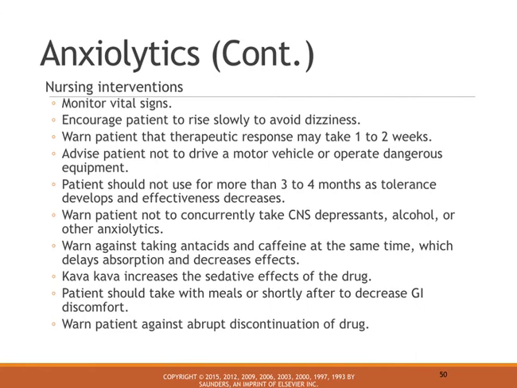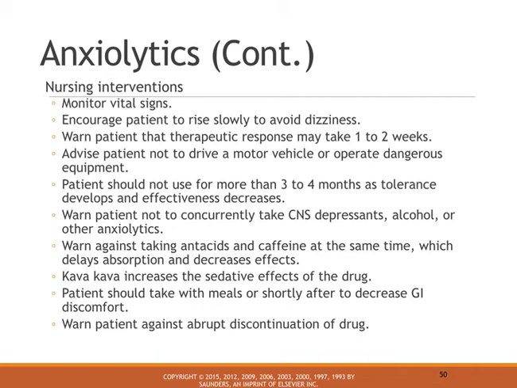What are the key nursing interventions for anybody who's on an anti-anxiety agent? Well, we want to monitor their vital signs. We want to encourage them to change positions slowly to avoid orthostatic hypotension. We want to warn them that it could take 1 to 2 weeks to get a consistent therapeutic response to this medication. And until they know how this drug affects them, they should not drive a motor vehicle or operate dangerous equipment. Patients should not use this for more than 3 to 4 months because tolerance develops and they become less effective with prolonged use.